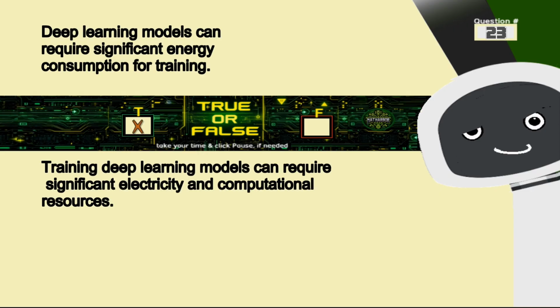True or false? Deep learning models can require significant energy consumption for training. That is true. Training deep learning models can require significant electricity and computational resources.